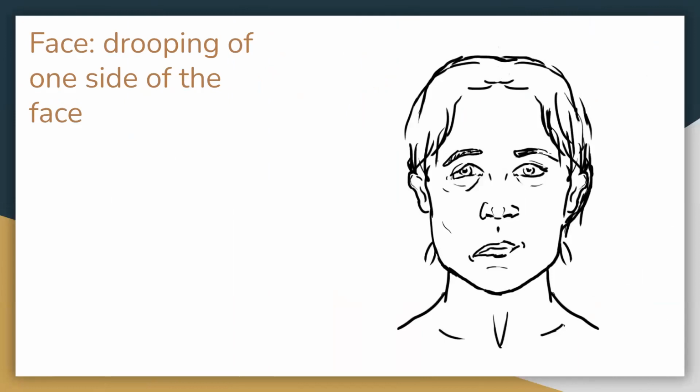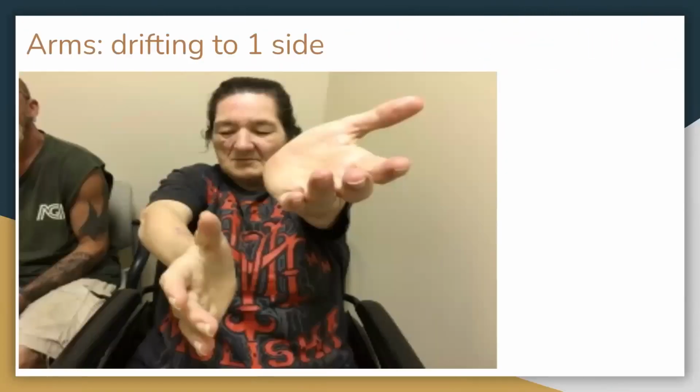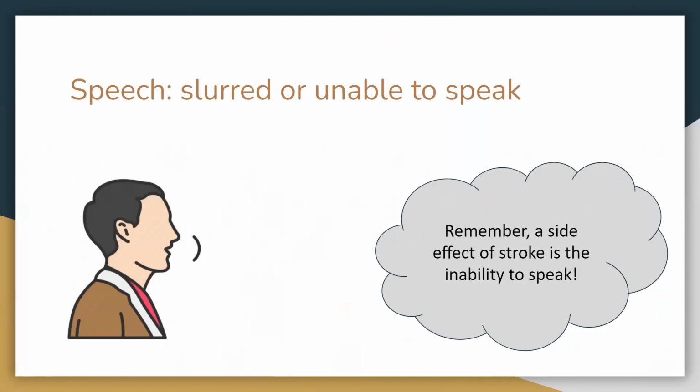F is for face. You're going to see drooping of one side of the face. So you're going to have the person smile, one side goes up and the other side stays drooping. A is for arms, drifting to one side. You're going to have them raise their arms, one drifts, one stays up. And S is for slurred or unable to speak.